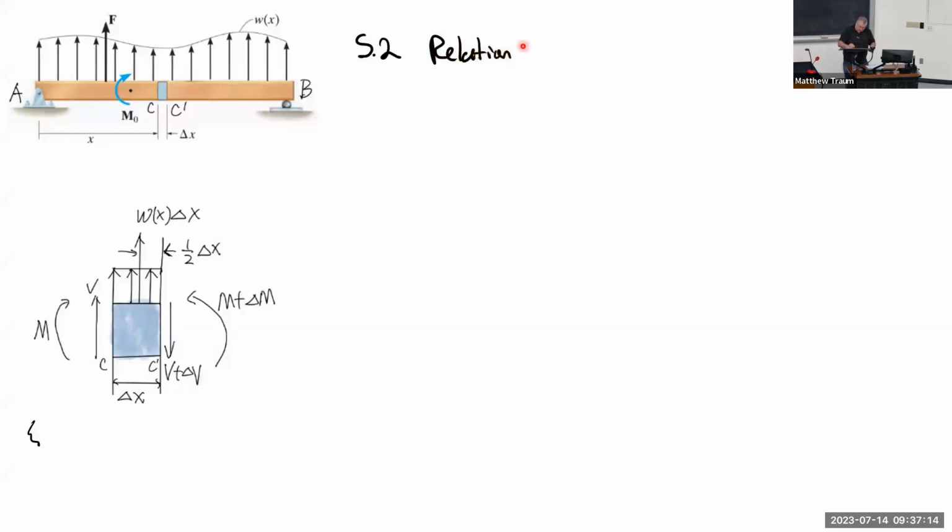Relationships between loads, shear, and bending moments. And I'm going to have to keep pushing this button. Okay. And kind of the big picture here, which Ting has alluded to already.